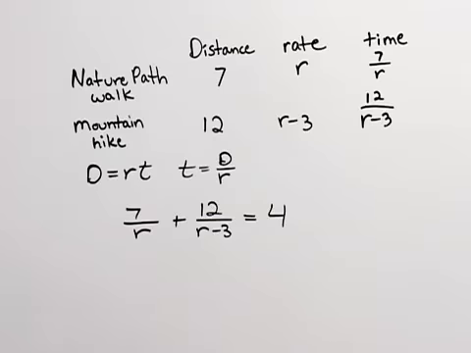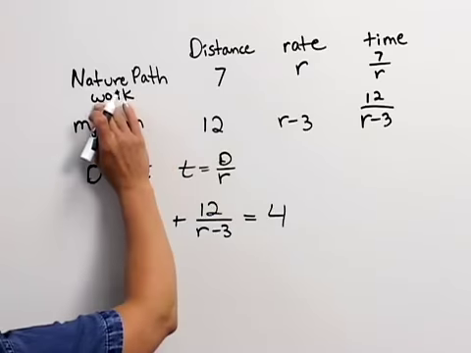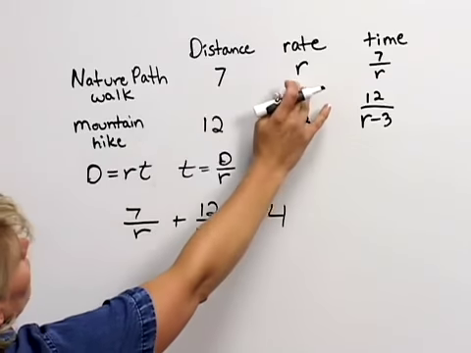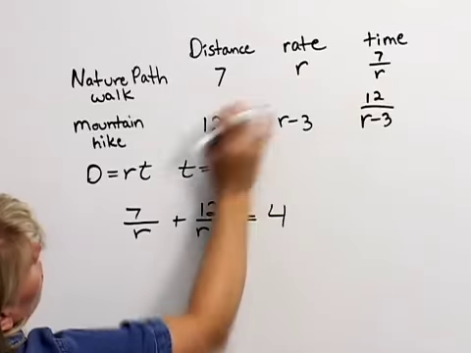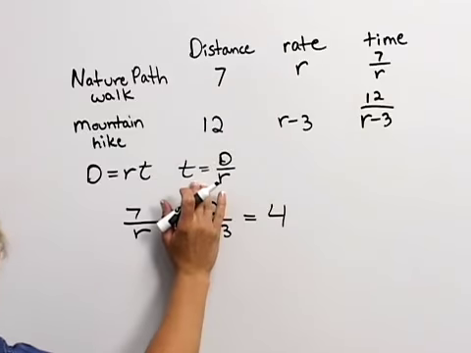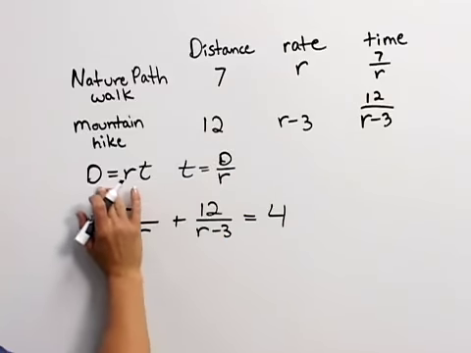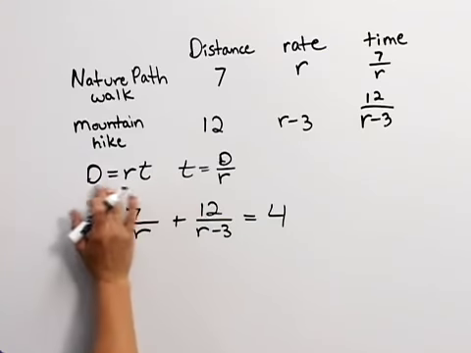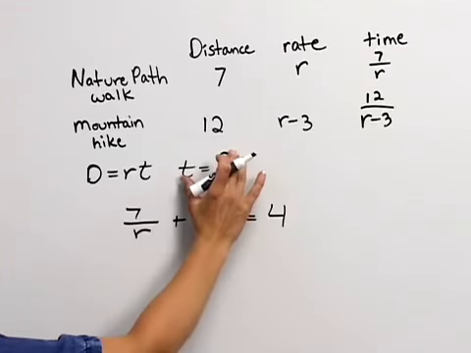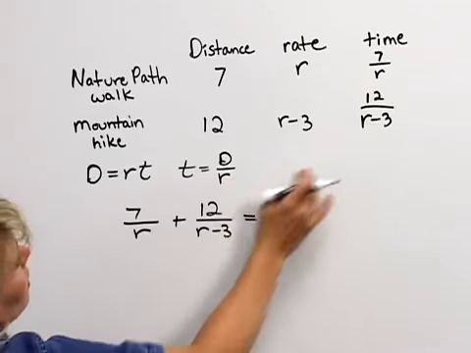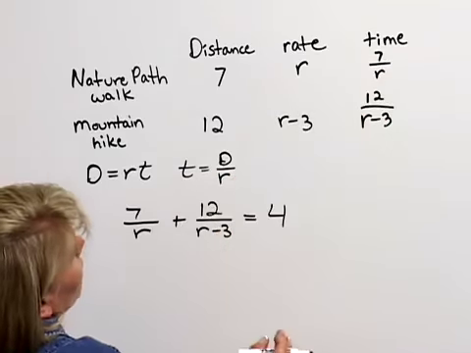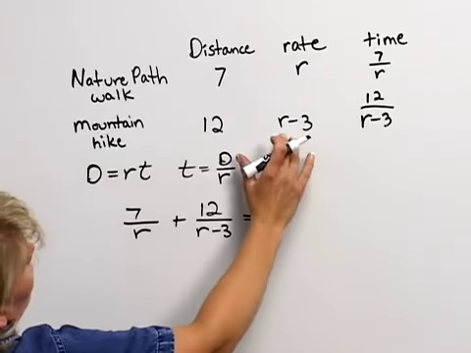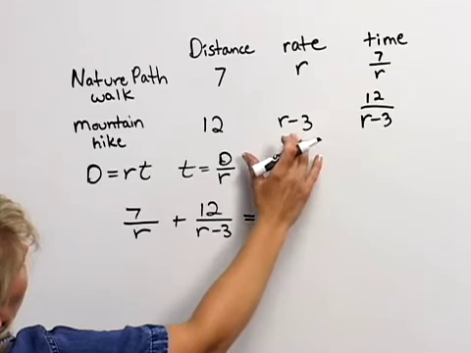Let's take a look at the information that we know. We know that the nature path walk was 7 miles. And the rate, we don't know, so we'll call that R. Time in this case we can find from the equation distance equals rate times time. If you divide both sides by the rate, the time is the distance divided by the rate, which would be 7 over R.